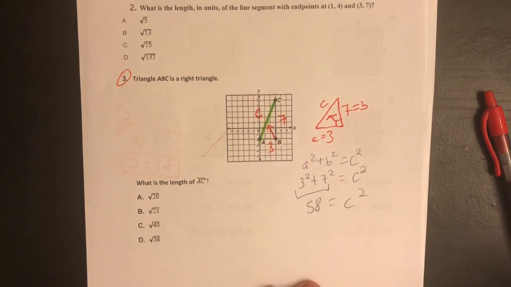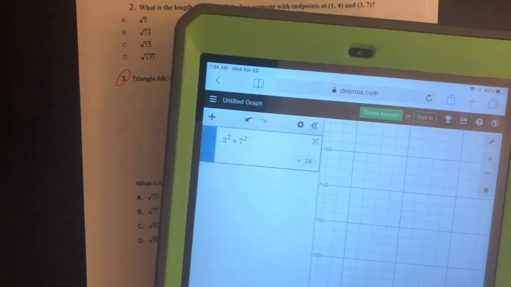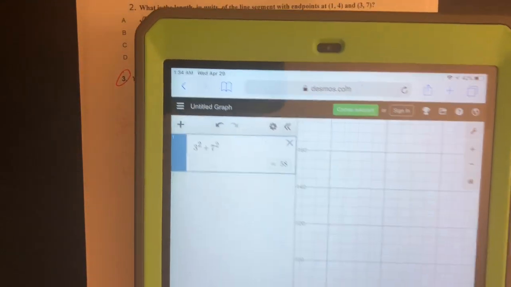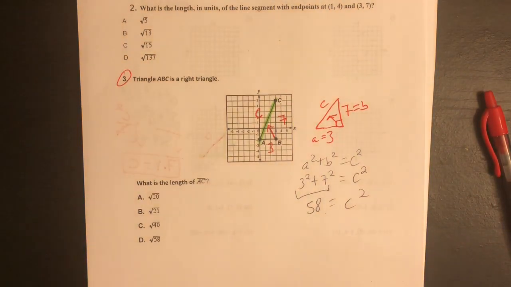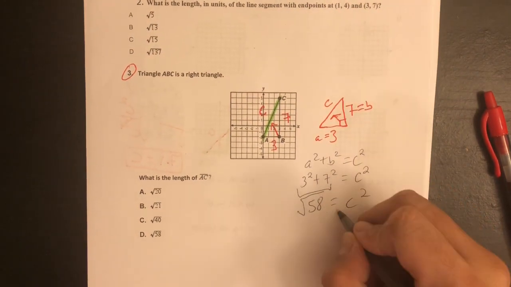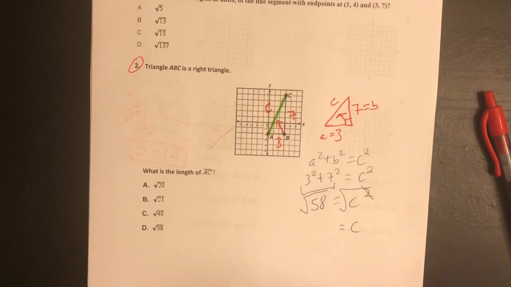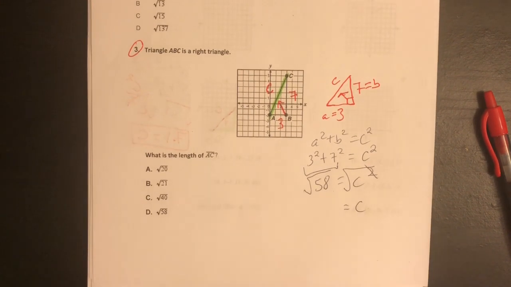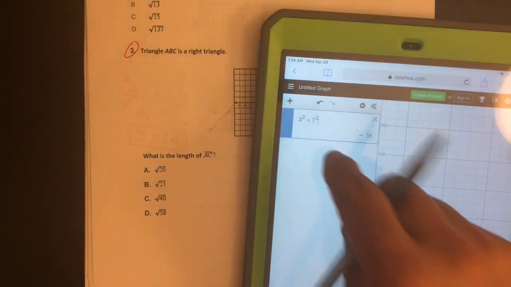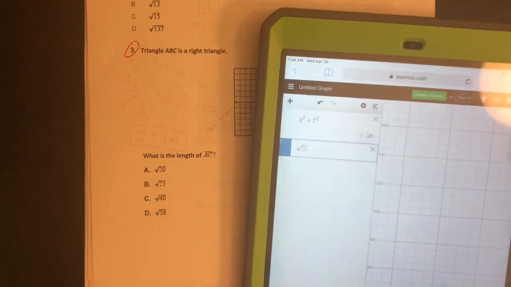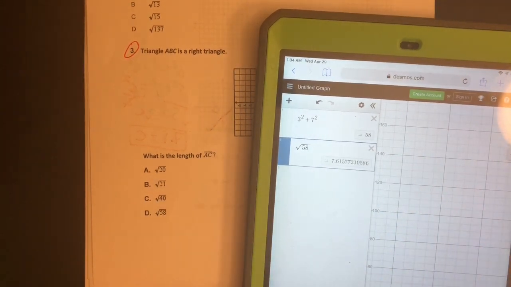And I'm using decimals on the side, by the way, but I think by this point we all know how to do that, okay? And then the opposite of a square is square root. We're left with C equals. Now typically you want to type in the square root of 58, and you get 7.6.